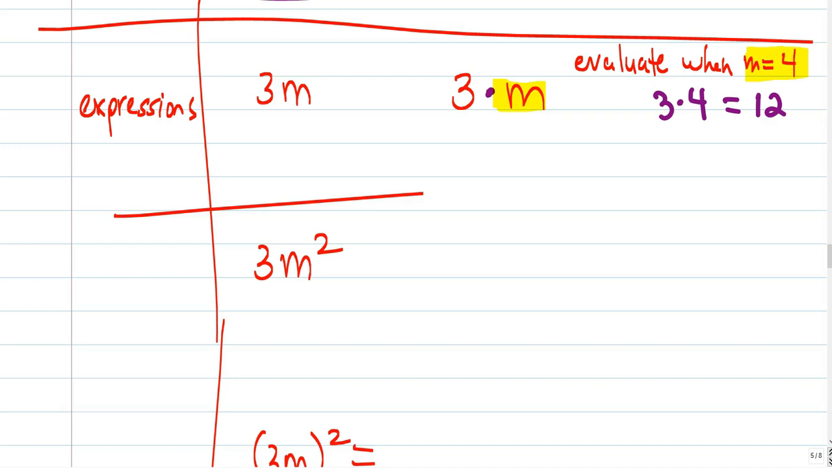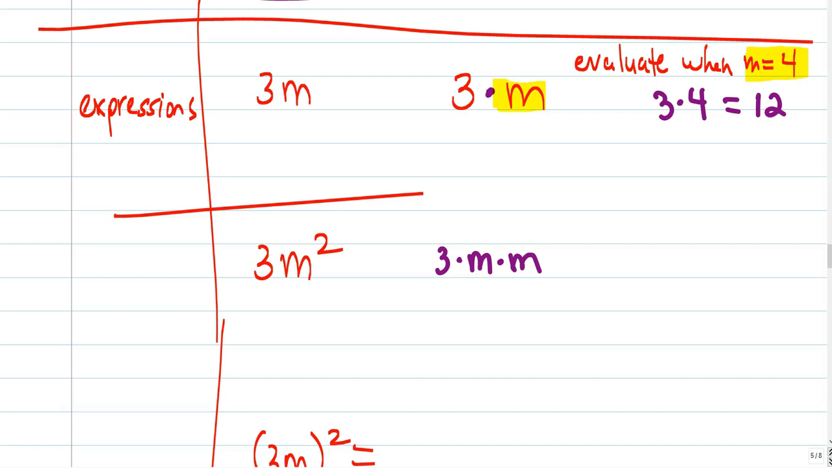What about 3m squared? Well, we know 3m means 3 times m. But what does m squared mean? Well, we had that in the last section. M squared is an exponent, right? With a base of m and an exponent of 2. So it literally means we're multiplying by the base, m, not times 2, times itself twice. That's what 3m squared means.